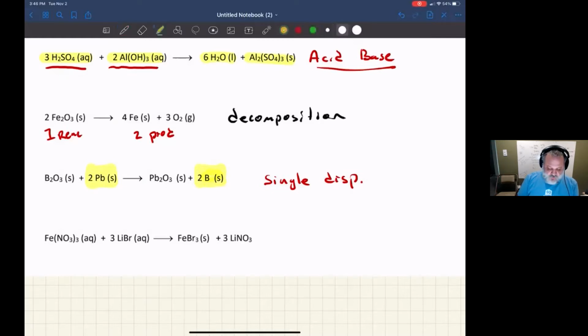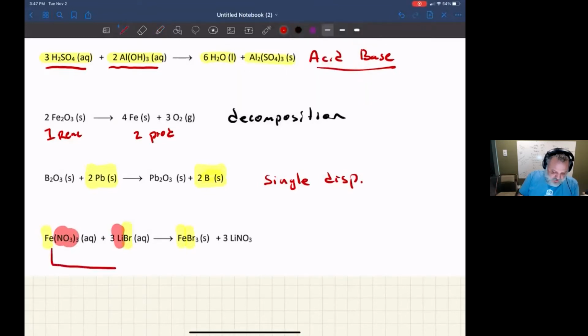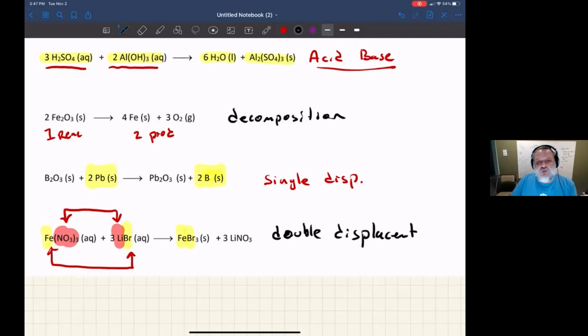All right, and so the last one is very classic. I've got iron and bromine, and they get together. And I have lithium and nitrate, and they get together. So I have one thing swapping there and another thing swapping there. So both pairs of ions swap places. So this is a double displacement. Okay, that's all there is to it.